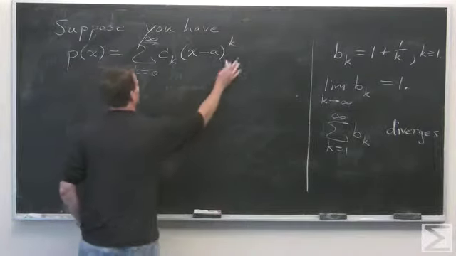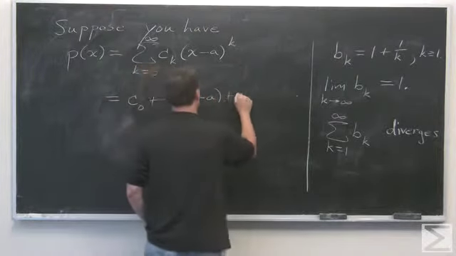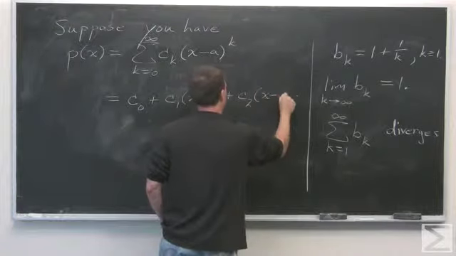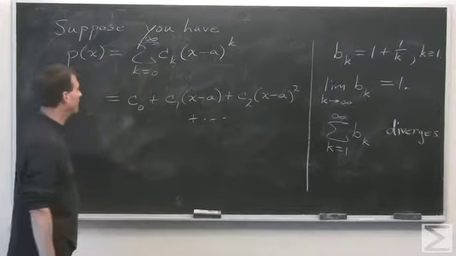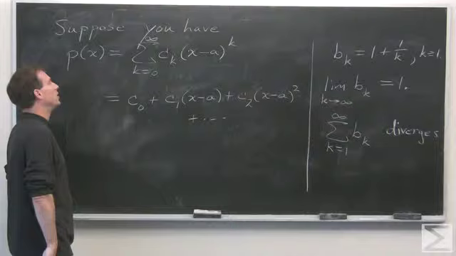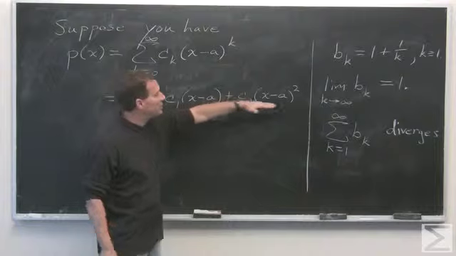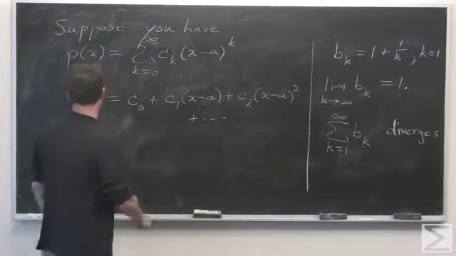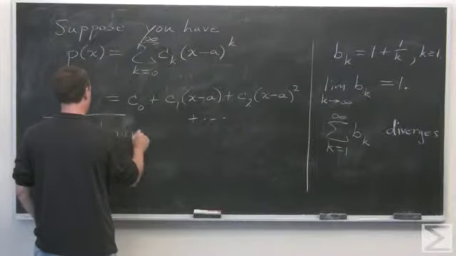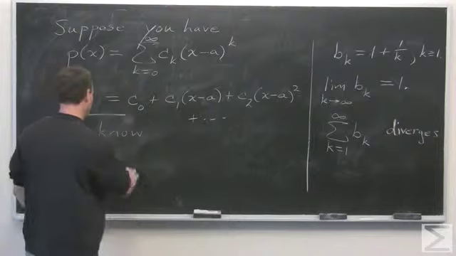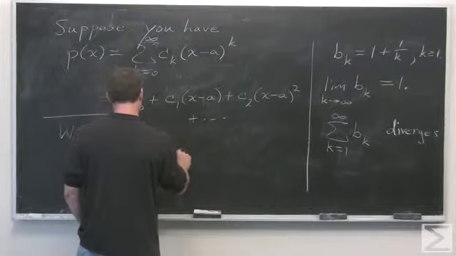Let me write out some terms of this. This goes c naught plus c1 times (x minus a) plus c2 times (x minus a) squared plus, and then it keeps going. Well, are there any x values that we know this has to converge for? Yeah, the center. If you plug in x as a, all these powers of (x minus a) are 0, and you're left with c naught. So we know at least one point in the domain. Power series functions are always defined at the center. So we know that P of x converges at the center.